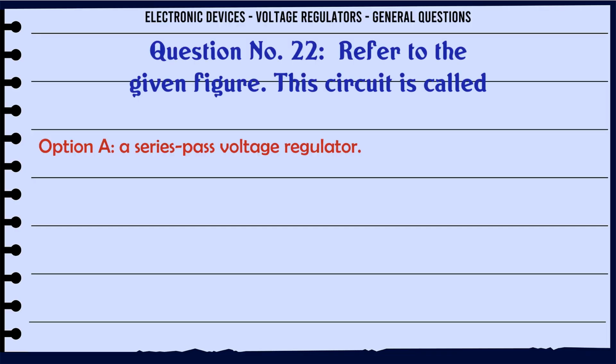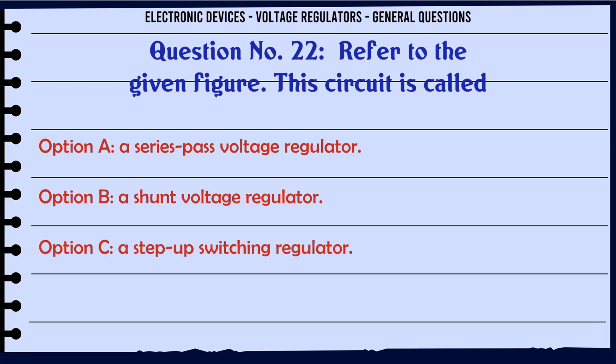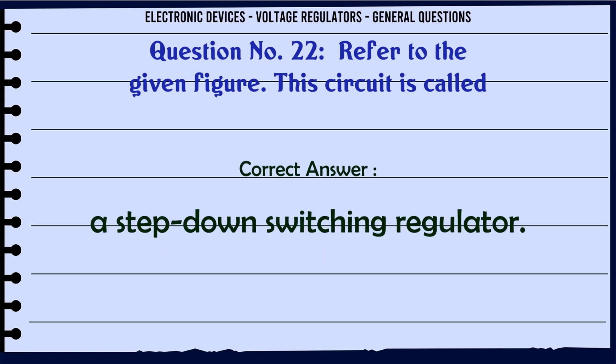This circuit is called A. A series pass voltage regulator, B. A shunt voltage regulator, C. A step-up switching regulator, D. A step-down switching regulator. The correct answer is a step-down switching regulator.